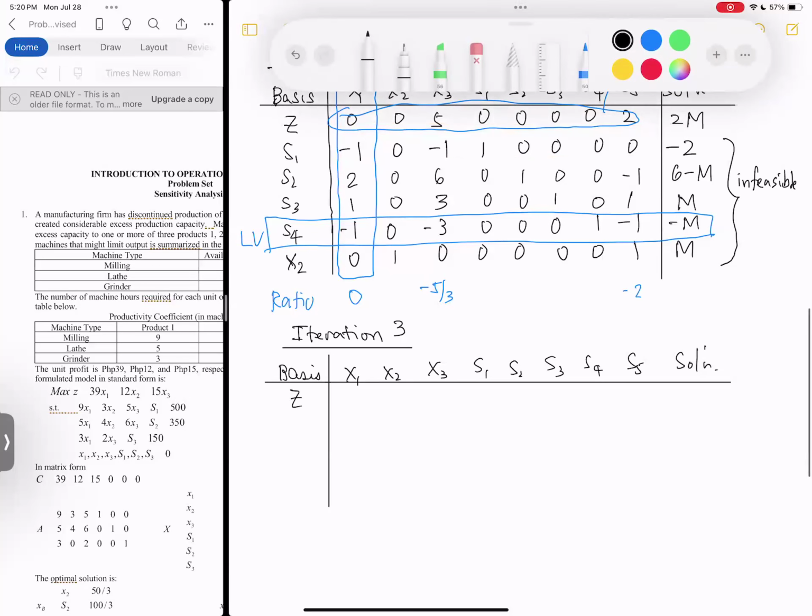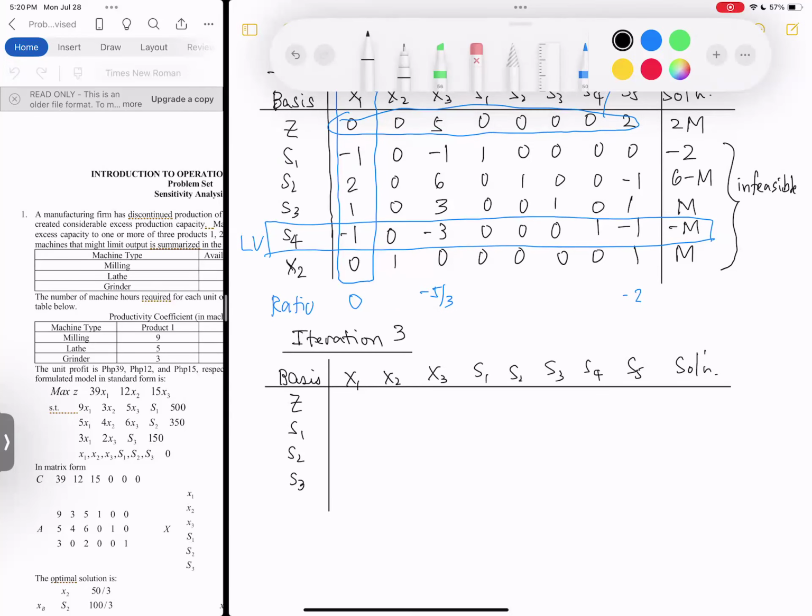Okay, so you have Z. And then what enters? You'll have S1, S2, S3, and then X1 enters, then X2. Okay, so this one is your pivot row. So you divide S4 row by -1. So you can do this na, di ba? You can do this. We'll do one iteration.